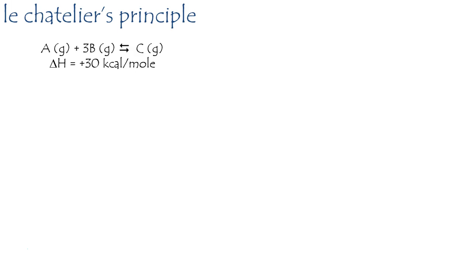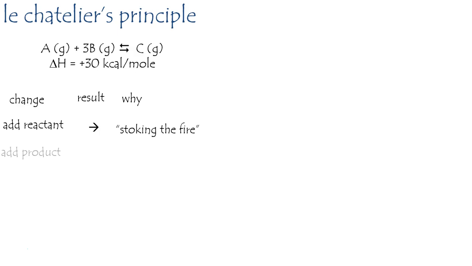Here's a reaction of A plus B to make C that's endothermic. If we add reactant, it will definitely shift to the right. And the analogy that I always use is that it's like stoking the fire. You're adding more reactant. If you add product, the opposite should happen, and that's because you're quenching the fire. It's like adding water to a combustion reaction.